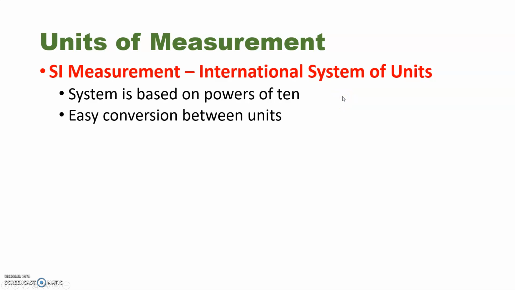Easy conversion between units is one of the reasons why it's better. And everyone else in the world agrees on it. If you go almost anywhere else in the world, you will see street signs in kilometers per hour. You will get the temperature in Celsius, and it just makes it harder to convert.